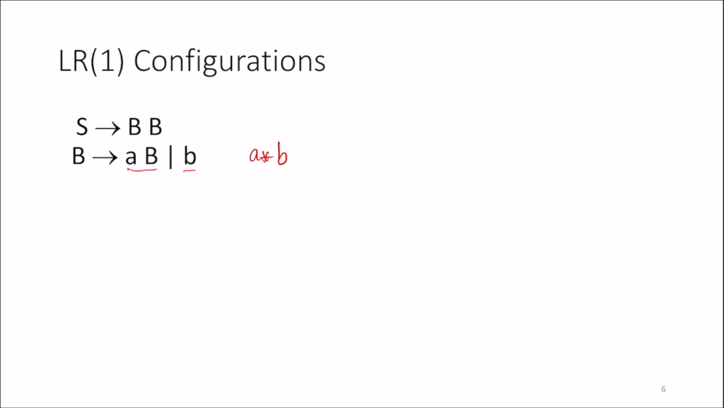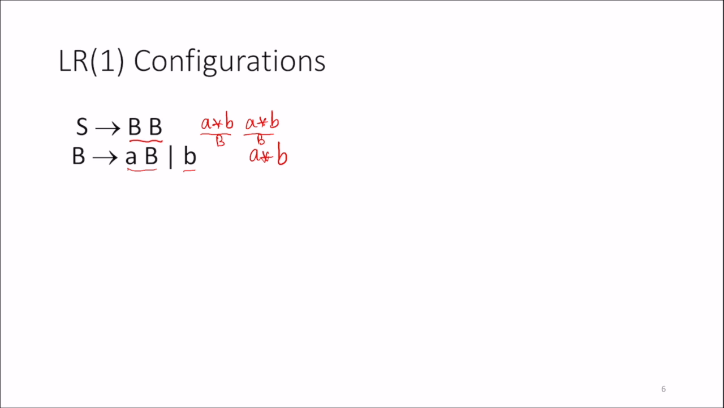Now if I look at this, what is the language of S? S is deriving BB, so it can derive A star B followed by A star B, right? So this is the first B, this is the second B, right? So BB means A star B, A star B.